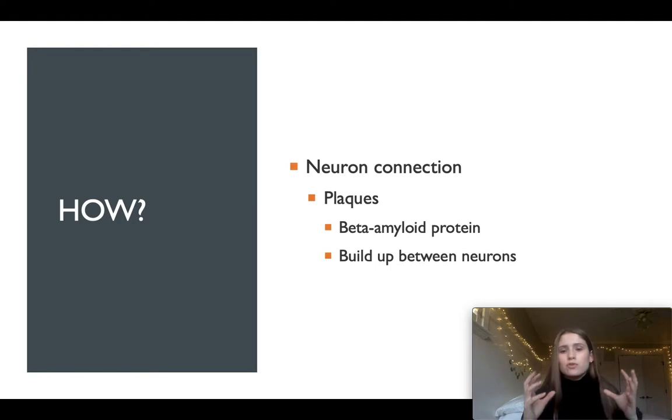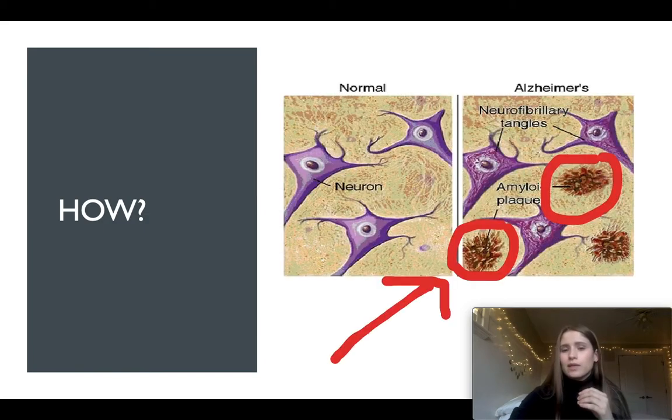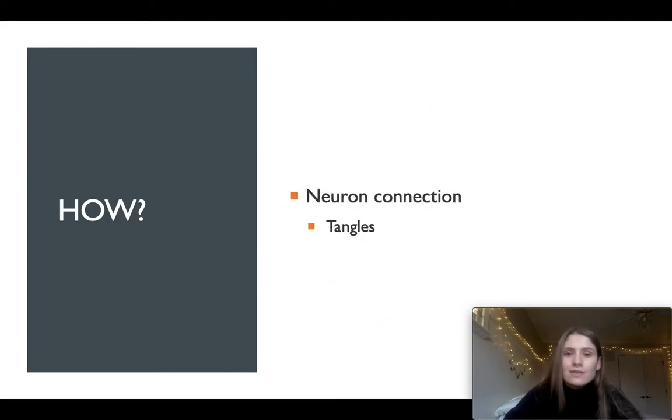And it builds up between neurons. So going from one to another, when it's all floating around, it's built up between them. We have a picture right here. So we have the neurons that are purple, and then we have the plaques that are affecting the connection between those neurons.